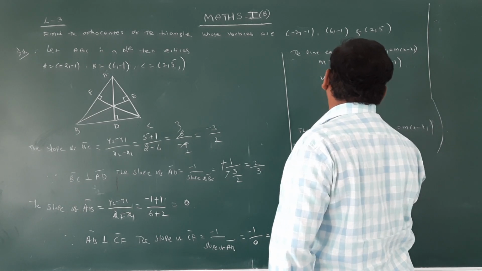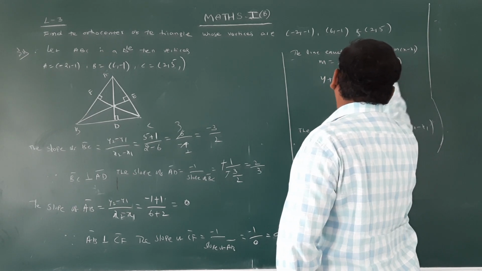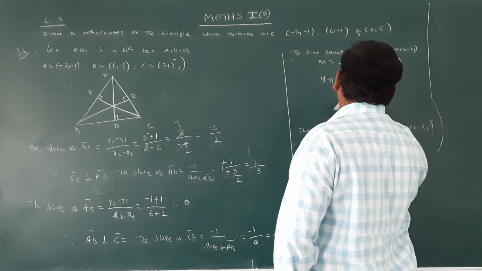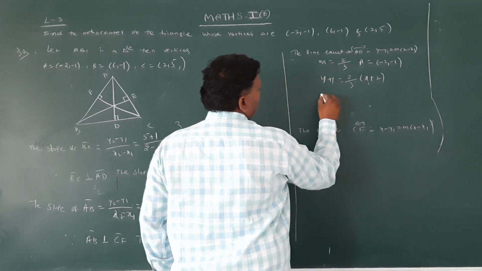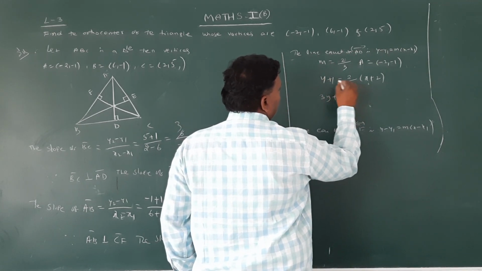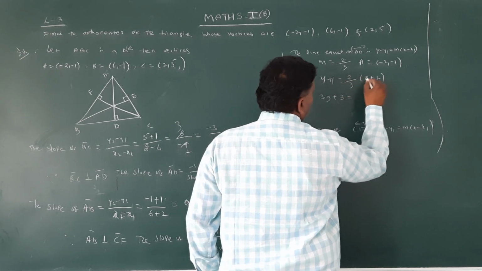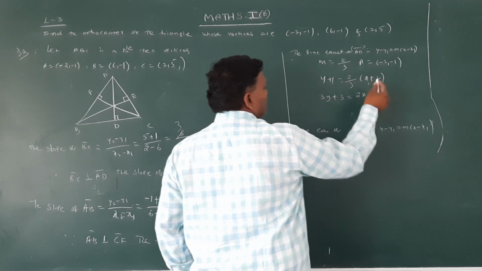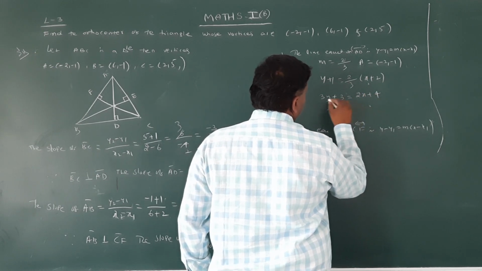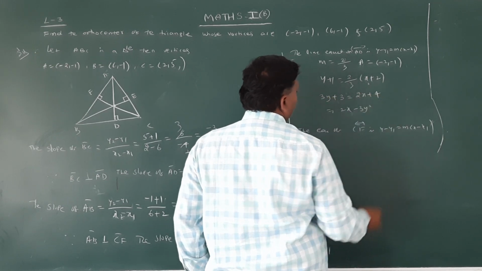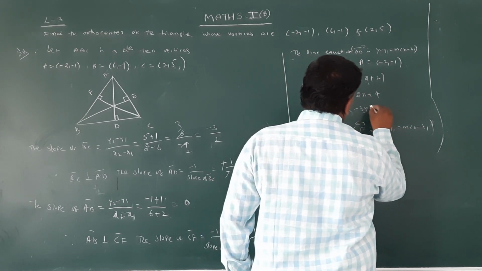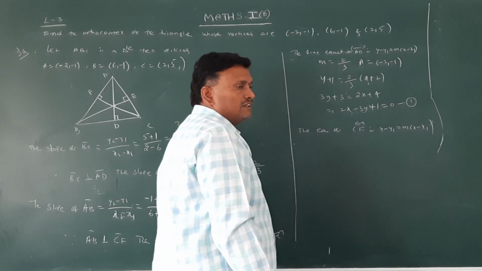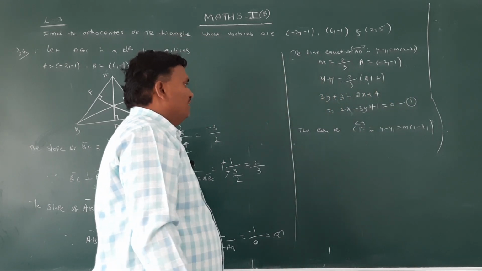Y minus ... plus 1 is equal to, what is the M value? 2 by 3. X minus ... plus 2. Multiply the 3 into y, 3y. 3 into 1, 3 is equal to 2 into x, 2x, 2 twos are 4. This term goes to the right side. 2x minus 3y plus 3 goes to the right side. 4 minus 3 is equal to 1. Equation number 1: 2x minus 3y plus 1 is equal to 0.